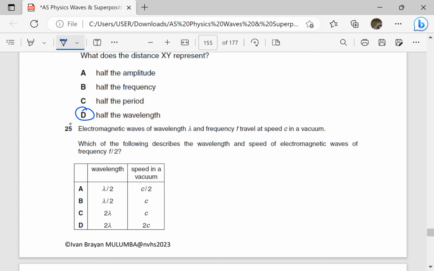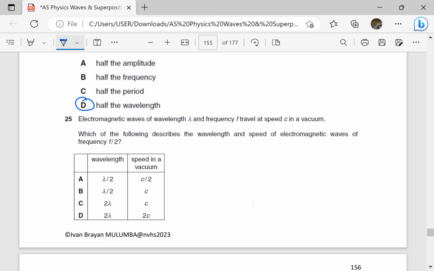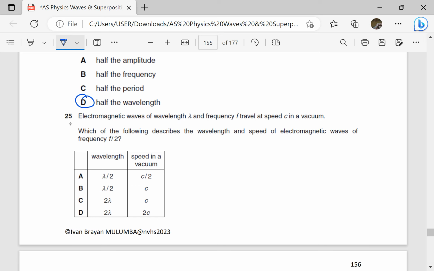Electromagnetic waves of wavelength lambda and frequency f travel at speed c in a vacuum. Which of the following describes the wavelength and speed of electromagnetic waves of frequency f over 2? We notice that speed c is equal to lambda times f. Speed remains the same, so it can't be twice. Speed is constant, it is c.